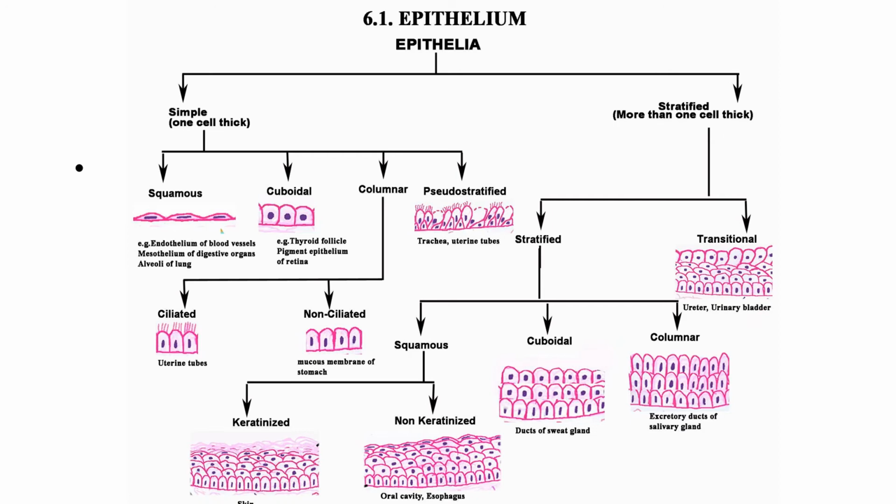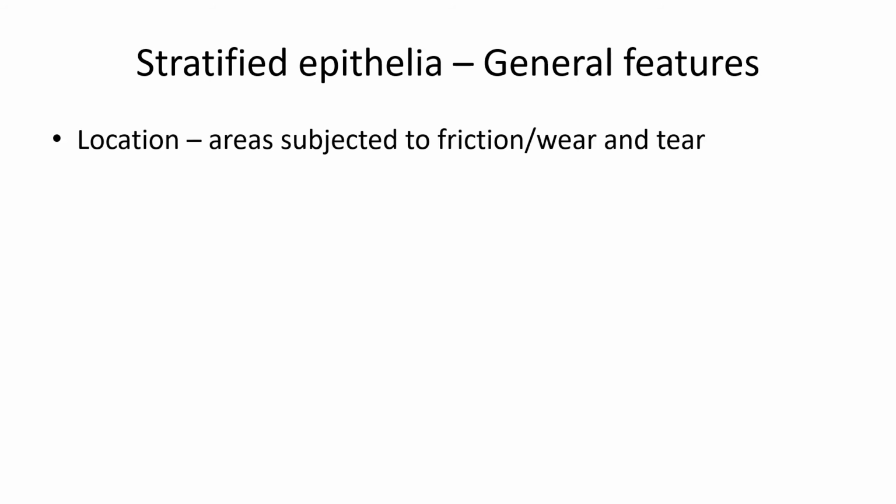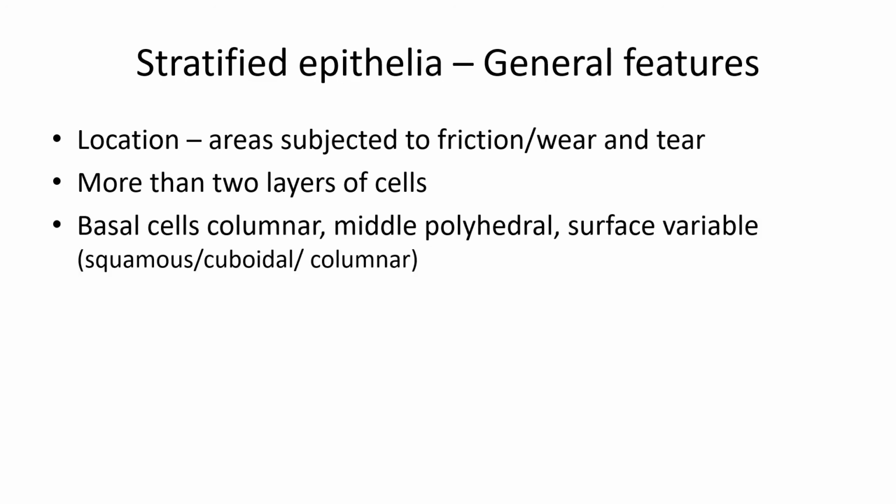So we have seen the broad picture of classification of the lining and covering epithelia. The glandular epithelia will be dealt with as a separate topic. Then, what are the general features of stratified epithelia? So, where are they located? They are located in the areas that are subjected to friction or wear and tear, and they have more than 2 layers of cells. The basal cells are columnar, the middle cells are polyhedral, the surface cells are variable.